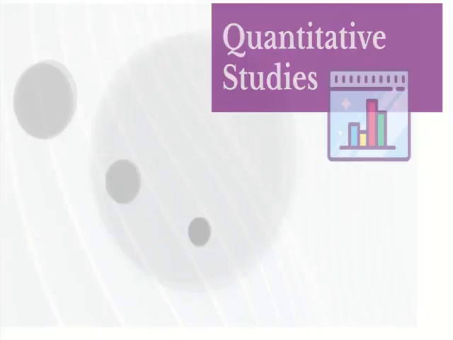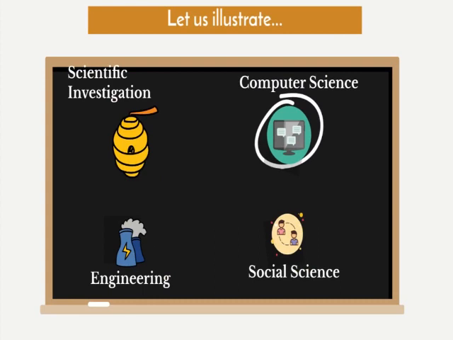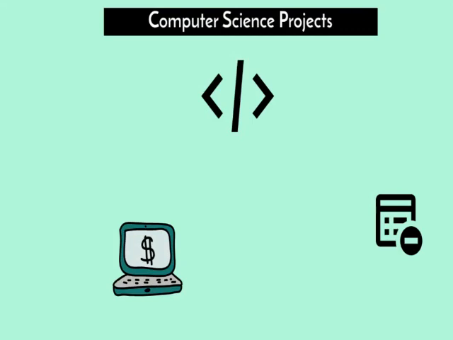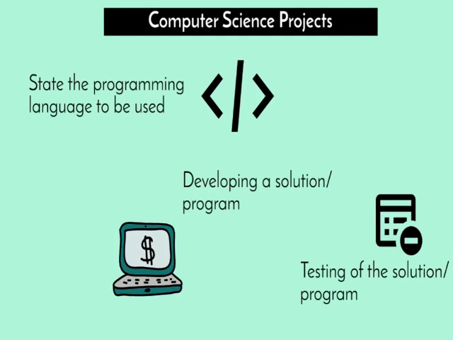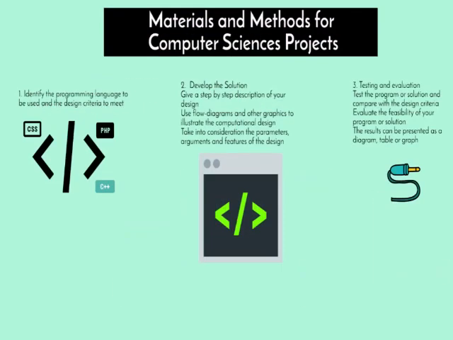For a computer science project, the three aspects that need to be considered are the programming language to be used, the development of the solution or the program, and how the solution or program is to be tested. The final prototype or final process that meets the design criteria and has the most desirable features must be presented. Let's take a look at these steps in detail.